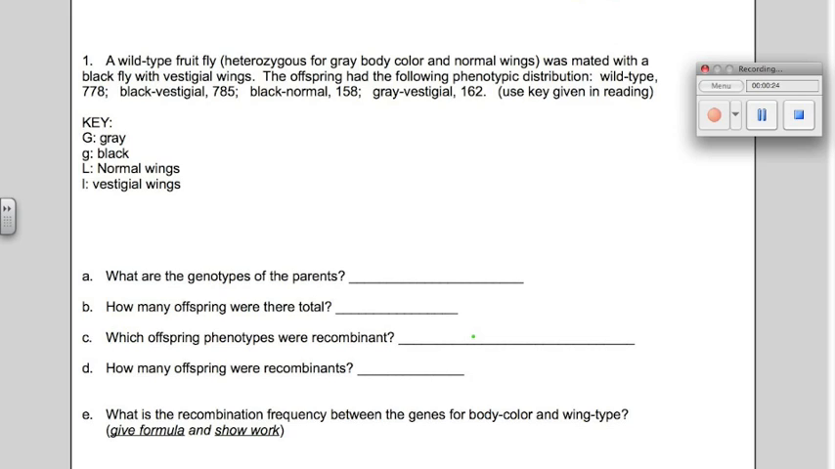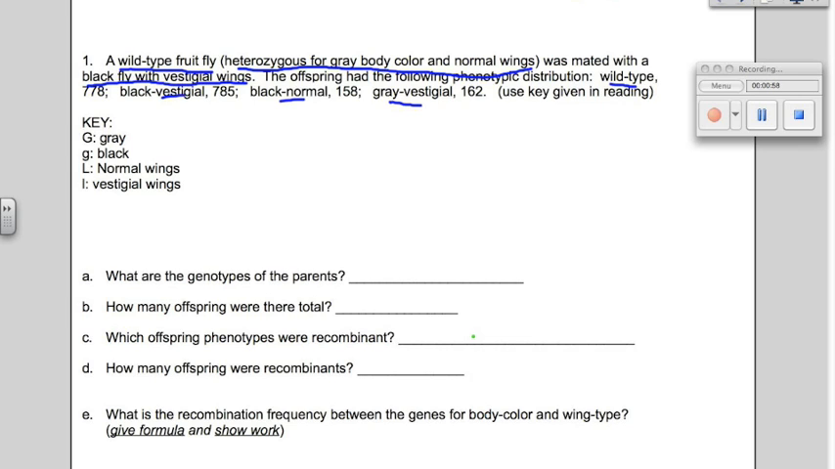In this problem, I have two different types of fruit fly. Recall that whenever we're doing linkage problems in here, we're crossing a heterozygous fly with a double recessive fly, and that's just what we'll do in this class. So here I have a wild-type fruit fly. Wild-type, recall, is heterozygous for both the gray body color and the normal wings here. And it's being mated with a black vestigial fly, which I know is a double recessive based on the readings and the information in the packet. And then we have the four phenotypes show up in the offspring.